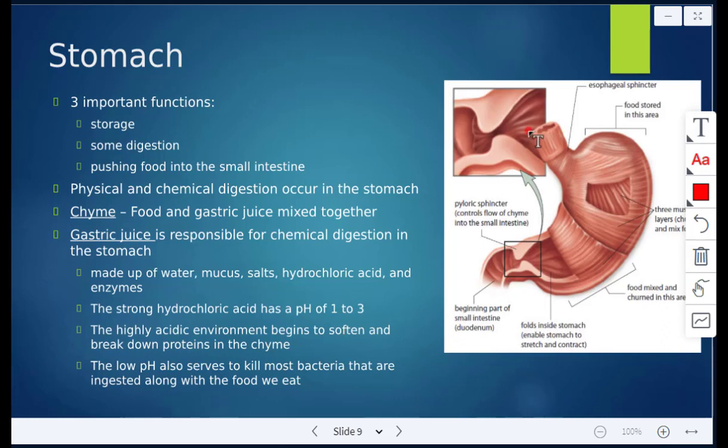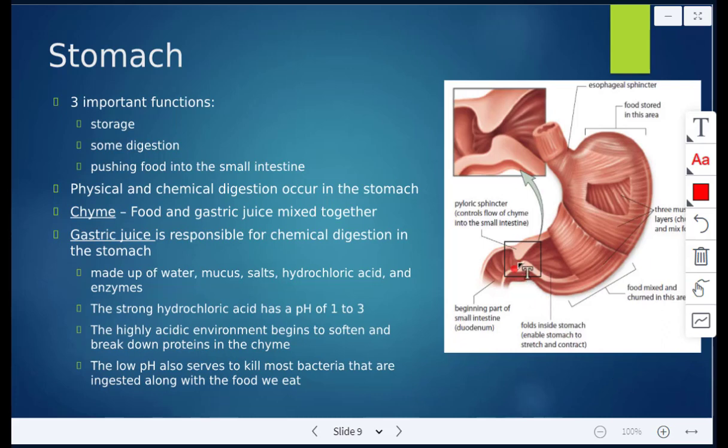All right, so here again was the esophageal sphincter. Food enters the stomach, gets stored in this area. This is showing that there's 3 layers of muscles which are there to mechanically digest food and mix it up and churn it. Food gets mixed and churned here, and this is just showing that there's folds inside the stomach which enable the stomach to stretch and contract.